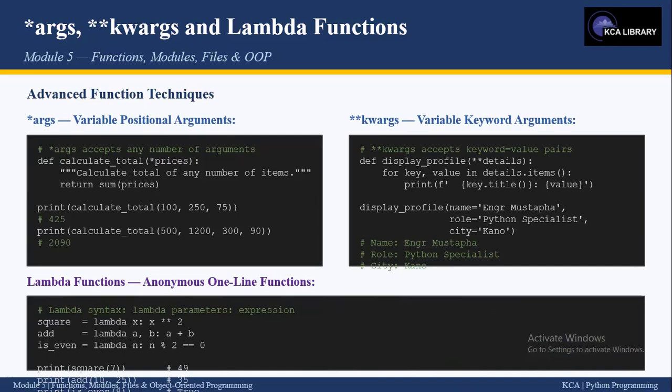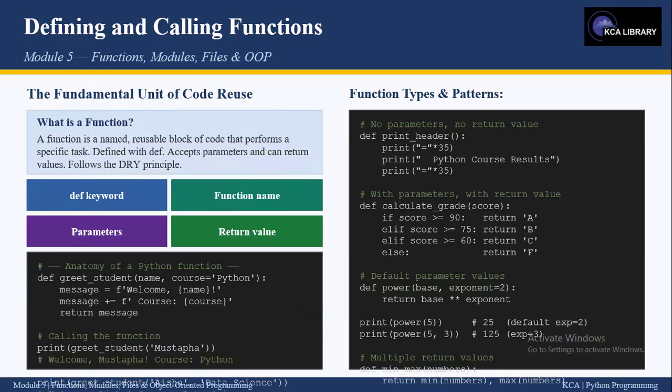Defining and calling functions, continuation. The third example, power, demonstrates the use of a default parameter value. The exponent defaults to 2 if not provided. The fourth example, min_max, shows how a function can return multiple values at once, and these are the examples. Functions follow the DRY principle, which stands for Don't Repeat Yourself, meaning you write the logic once and call it as many times as needed.